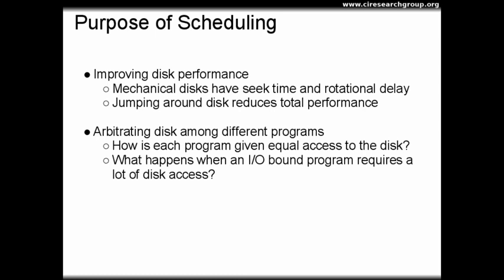With mechanical hard drives, scheduling algorithms historically have also attempted to improve disk performance by reducing the number of seeks required, reducing the number of times the drive head needs to be moved. If the drive head has to be moved too many times, a lot of throughput can be lost from the disk because we're waiting on all those seek times to occur.